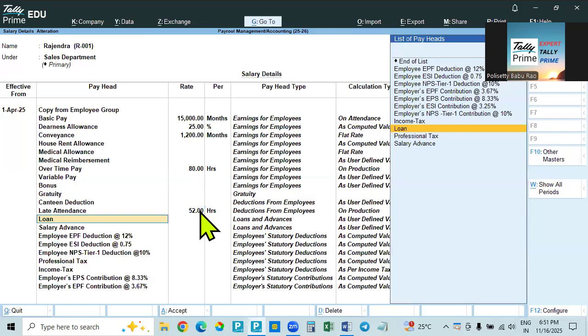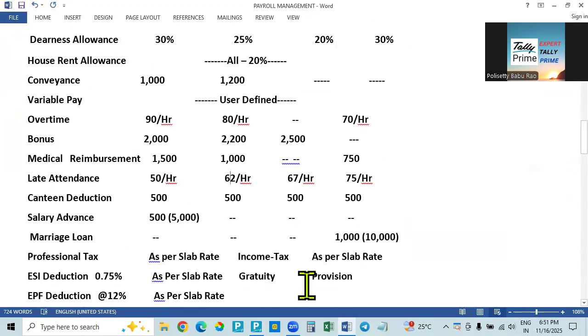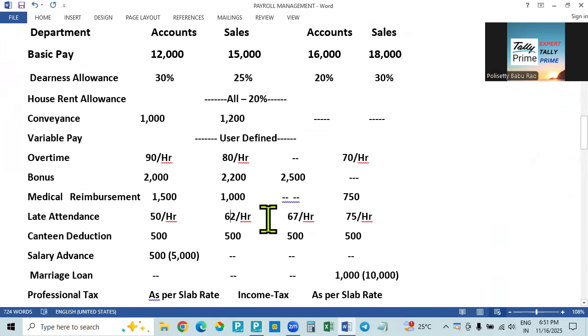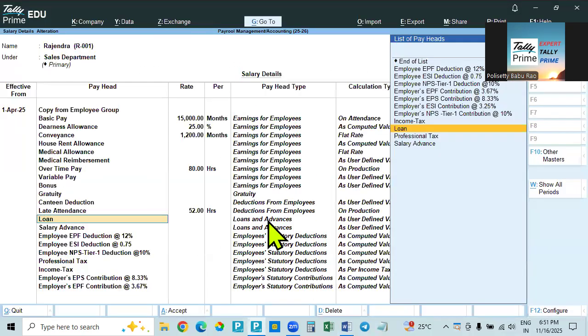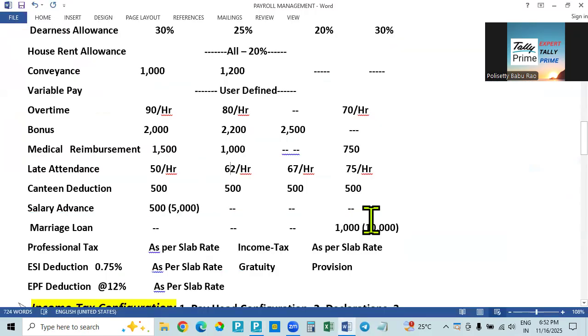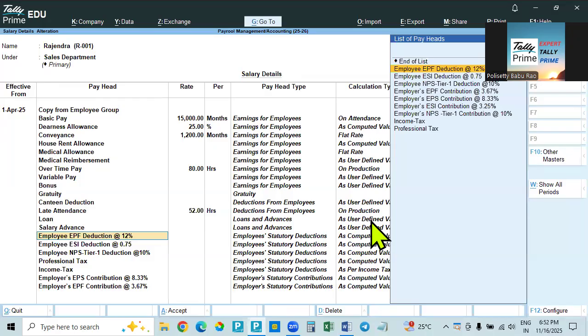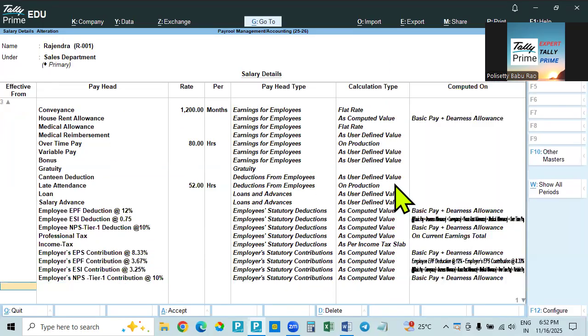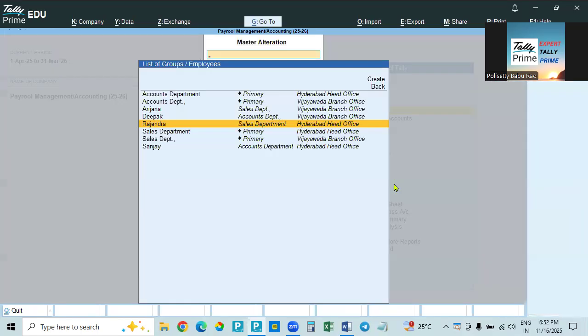Then loan. For Rajendra, no salary advance and no loan, so we won't give anything. Even if there is a loan amount, it will be as per user defined. Then all these will be calculated automatically.